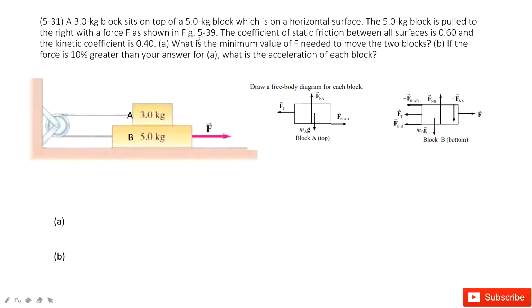First of all, it asks what the minimum value of force is needed to move the two objects, and then to increase the force by 10% and find the acceleration. So in this one, we need to do the force analysis. First, we look at object A. We must have gravity, the normal force to support A, and also the tension and the friction, right? So how can you decide the friction for this one?